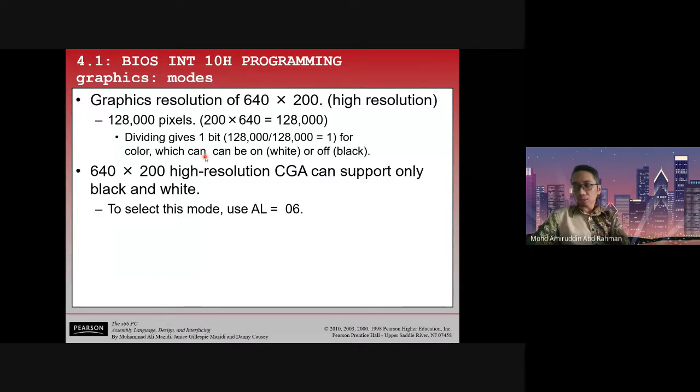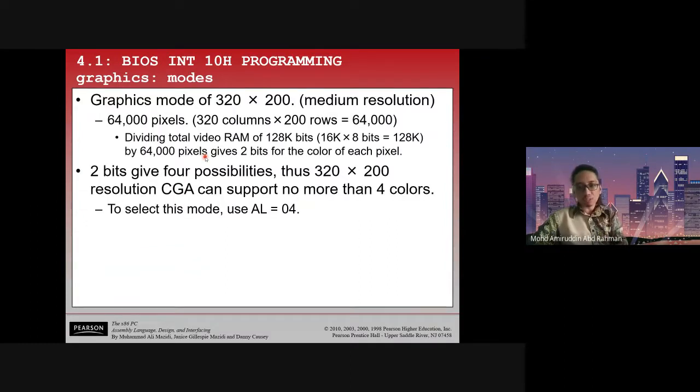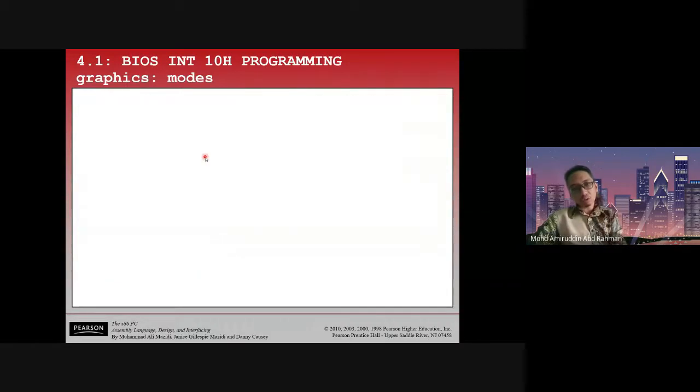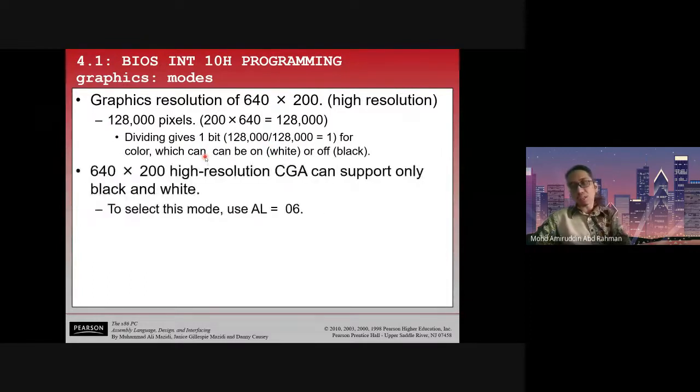To select this mode, tadi you nak guna medium resolution. Medium resolution 0 berapa? 04. You select 04. You put PH00 and then AL04. Yang normal CGA mode tadi is 03. 03 tu banyak lah dia punya color. Kalau yang ni yang you nak gunakan 4 color saja, AL04. Kalau you nak gunakan black and white saja, choose AL06.